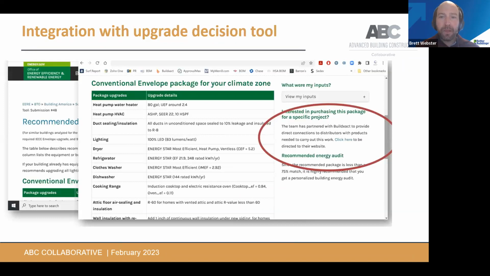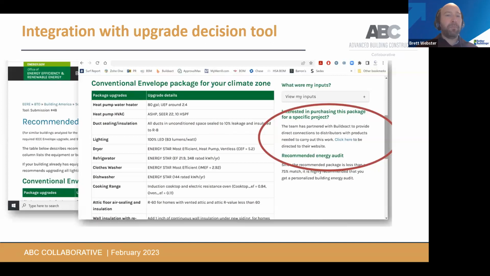And then we've also paired the tool with a platform called Build Exact, where contractors and distributors and manufacturers are able to upload products that can deliver the recommended performance levels, so that you can take the results of your building and then click on the link and be directed to a platform that will help pool some of the delivery providers to help you achieve the recommended retrofit.